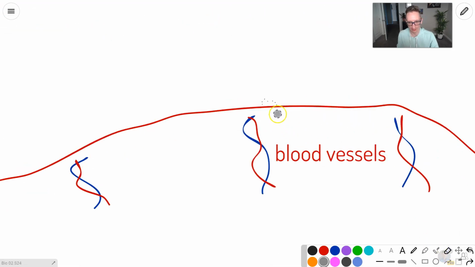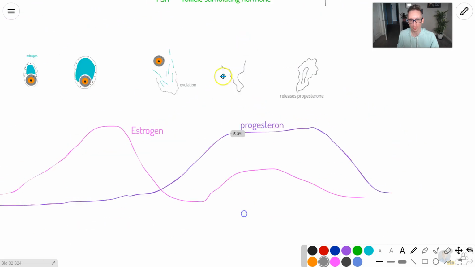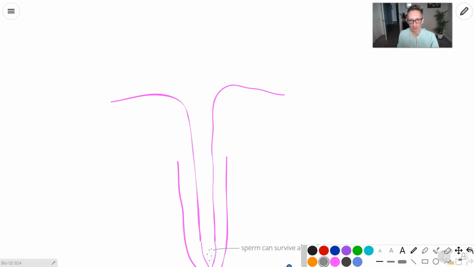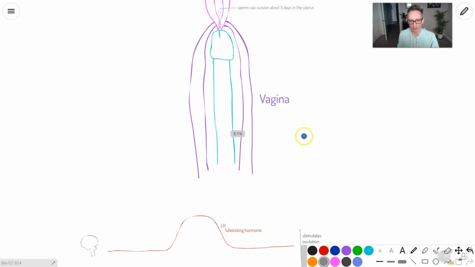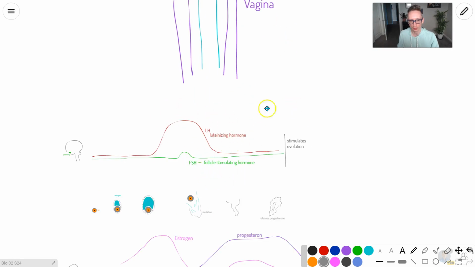I think it's really fascinating. Men also have these same hormones. We also have testosterone in there, but in men, these stimulate testosterone production as well as sperm production: luteinizing hormone and follicle stimulating hormone.